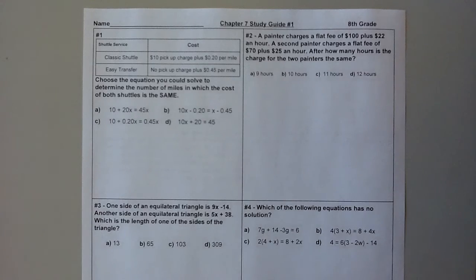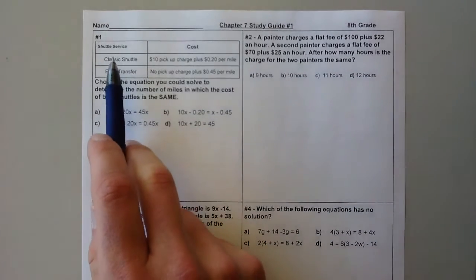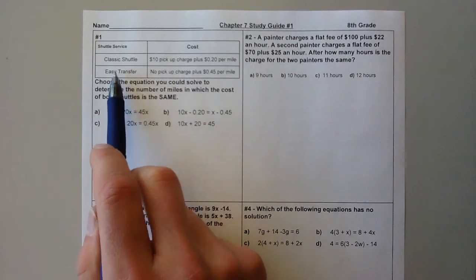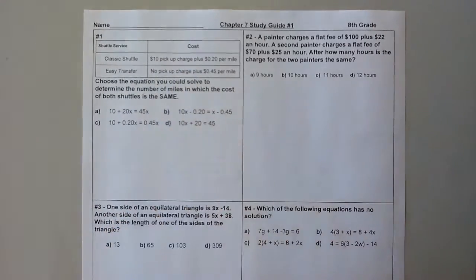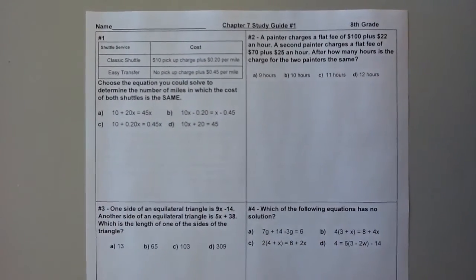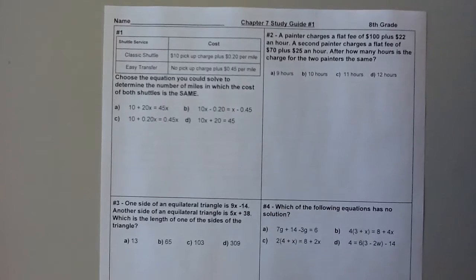All right, number 1, you have a table, and you have a couple different shuttle services. You have the classic shuttle, and the cost is $10 to pick up. It's a $10 pickup charge plus 20 cents per mile.